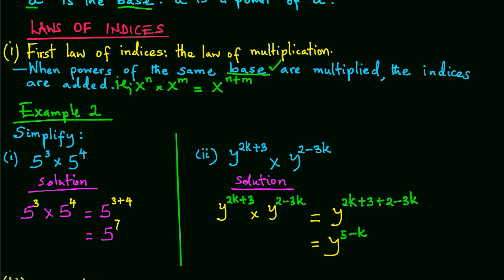For example, in example 2, if you are given 5 raised to power 3 times 5 raised to power 4, then the solution will be 5 raised to 3 plus 4, the sum of the indices, and that gives us 5 power 7.